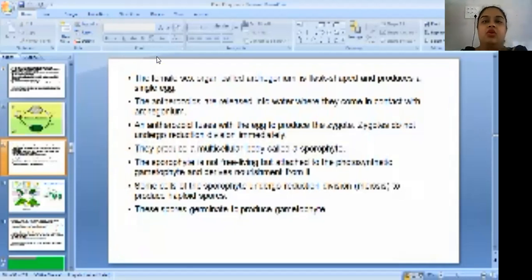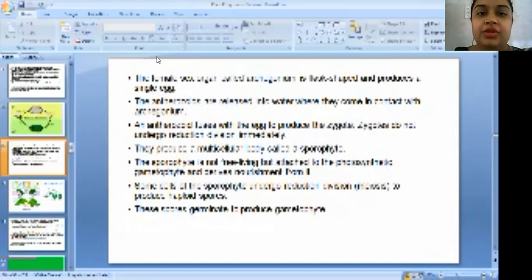Now, the female sex organ here in bryophytes is the archegonium. There the spores will come and fuse to form a zygote. How are they describing this archegonium? It is flask shaped. Its structure is flask-like so that easily the spores can come and unite.